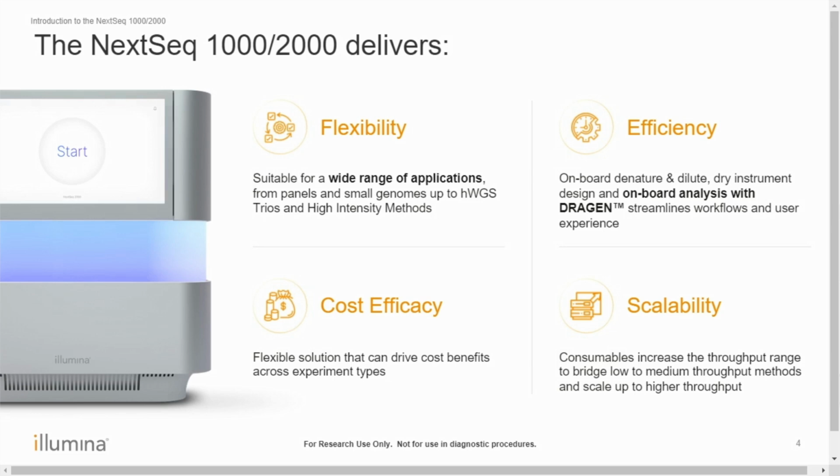Cost efficacy, where a number of technological innovations have allowed us to offer better pricing per sample on a benchtop than we've ever been able to do before. And scalability, where the range of throughput bridges the gap between methods from traditional benchtop systems such as MiSeq all the way up to production scale systems such as the NovaSeq, resulting in a true mid-throughput platform.